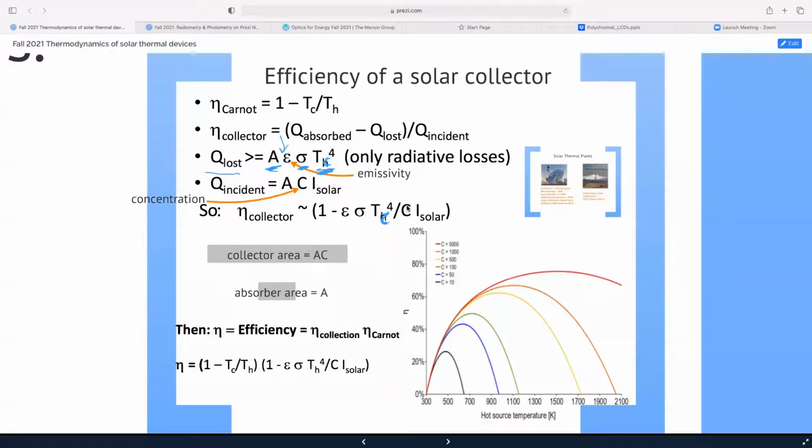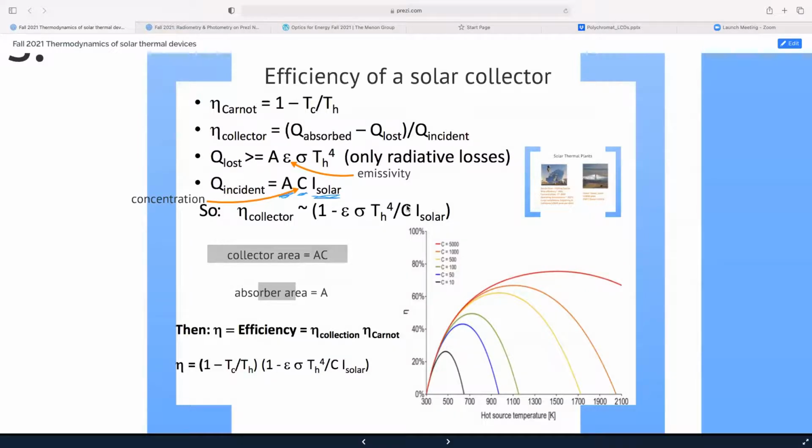We're going to assume it's 1 for the sake of most of our cases, but just be aware that some things emit light better than others, as we all know, right? Exactly like wood, the conductivity of wood is very different than that of metal. The emissivity of wood would be very different than that of metal. So that's the loss term. The incident energy, of course, we all know, is the intensity of the solar radiation, watts per meter squared, times the area, times some concentration factor, right? We're trying to concentrate the light.